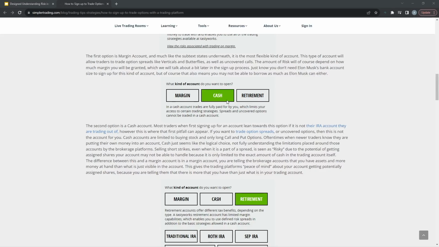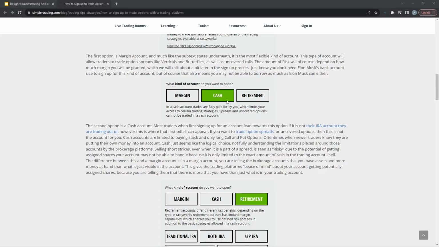So, for example, if you wanted to trade spreads, especially uncovered options, you probably won't be able to do that in a cash account across the majority of brokerage platforms, especially anything uncovered, right? Like an uncovered call or uncovered put. I have heard from a couple of traders in the past that a few brokerage platforms they've used do allow them to trade spreads in a cash account. But from my experience, that's usually not the case.